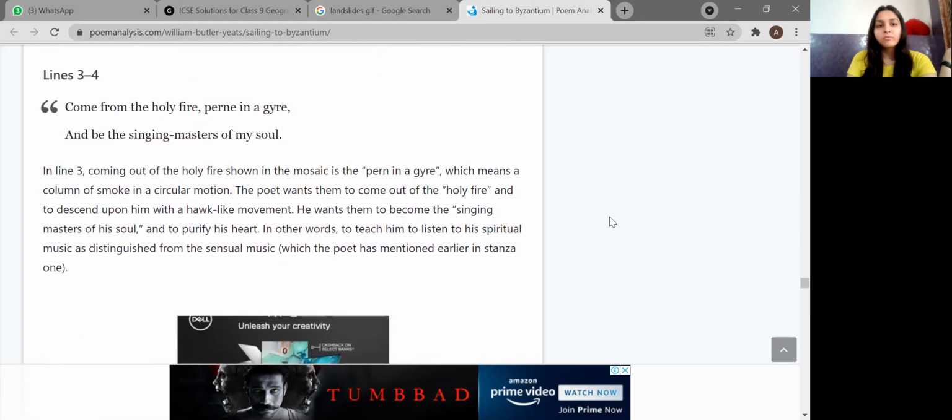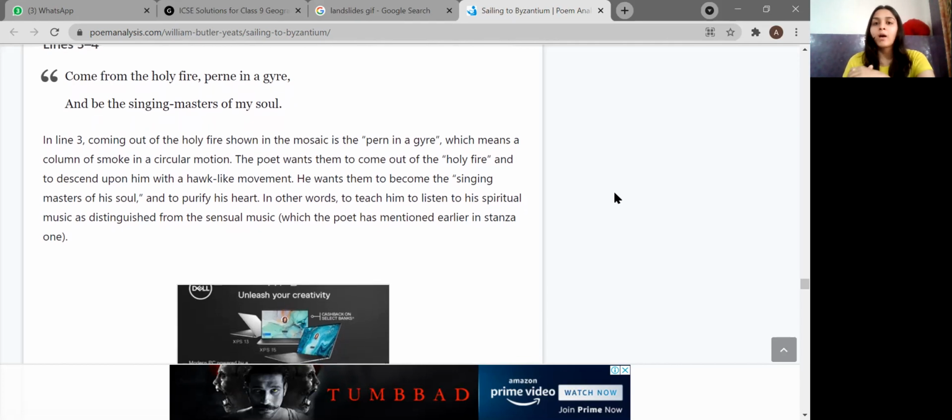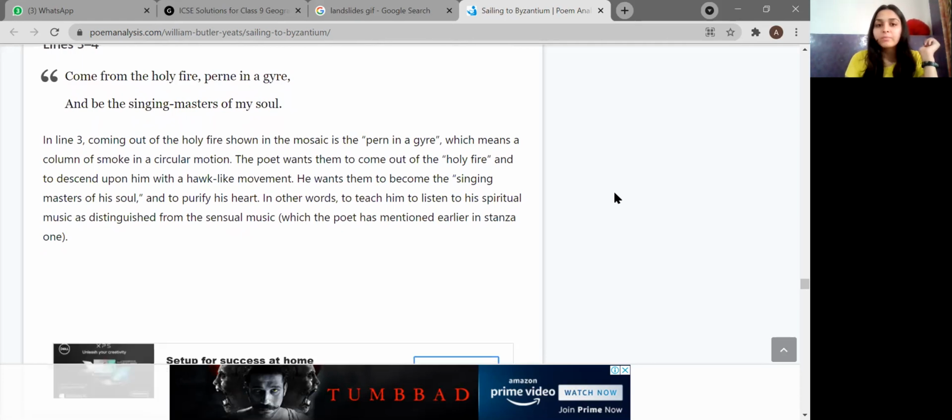Let's go to lines 3 and 4. "Come from the holy fire, perne in a gyre, and be the singing masters of my soul." So, in this third line, coming out from the holy fire, shown in mosaic, perne in a gyre, which means a column of smoke in a circular motion. The poet wants them to come out from the holy fire and descend upon him with a hawk-like movement. He wants them to become the singing masters of the soul and to purify his heart.